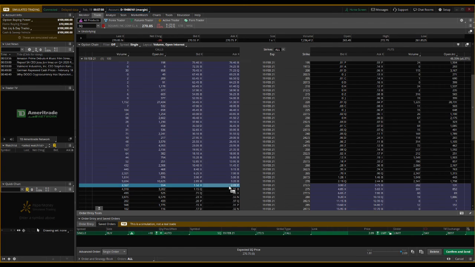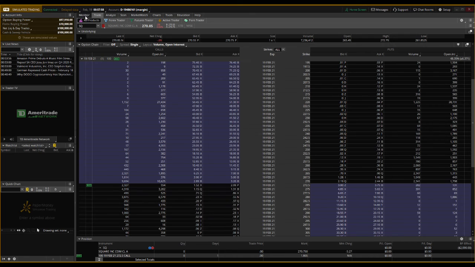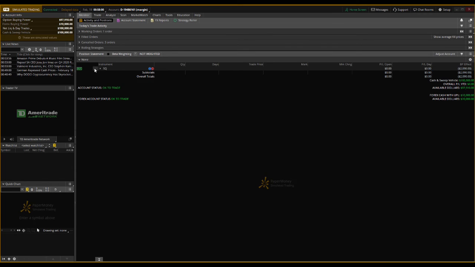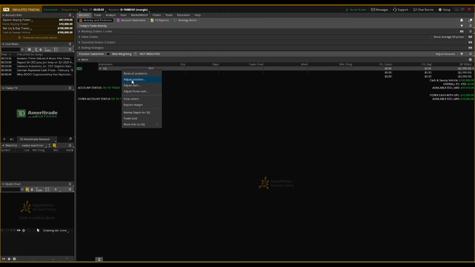So you're going to click on the price, which is the ask, to be able to buy it right away. You're going to confirm and send. Now you're going to come back to the monitor tab and right click that position. Right here, you're going to adjust your cash. The way we're going to see this is, do we want to add or do we want to subtract? In this case, we want to subtract from 97,000 or 98,000. If I want it to be 20 grand, we want to subtract about 78,000.